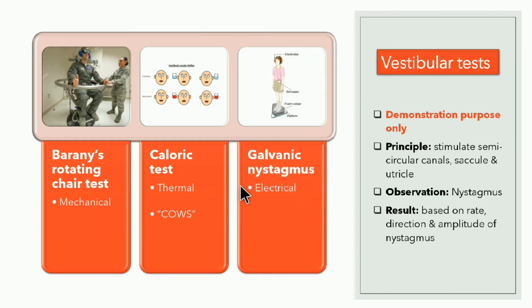The third test is known as galvanic nystagmus. In galvanic nystagmus, we give electrical stimulation to the vestibular apparatus. So electrodes are placed inside the ear and we give electrical stimulation to the vestibular apparatus, and the result will be again the nystagmus. Here the rate, direction and amplitude of the nystagmus is seen based on the strength of the current. So these are the three tests which are used for testing the vestibular apparatus of the person. Again I will repeat, it is just a demonstration and need not be performed in examination.